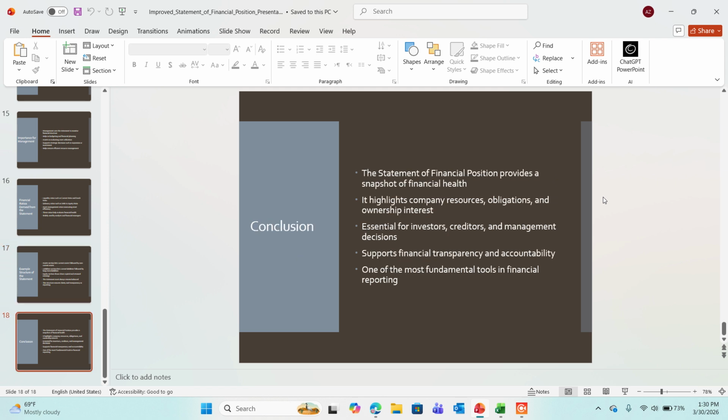Conclusion. The statement of financial position is a fundamental financial report. It provides a clear snapshot of a company's financial health. It is essential for investors, creditors, and management, helping in decision making, planning, and financial analysis. Understanding this statement is crucial for everyone in accounting or finance. It is one of the most fundamental tools in financial reporting.